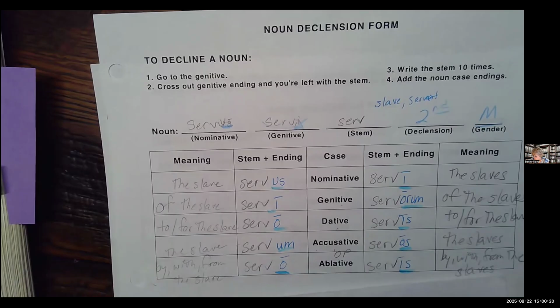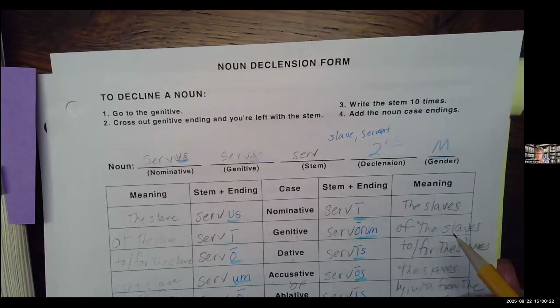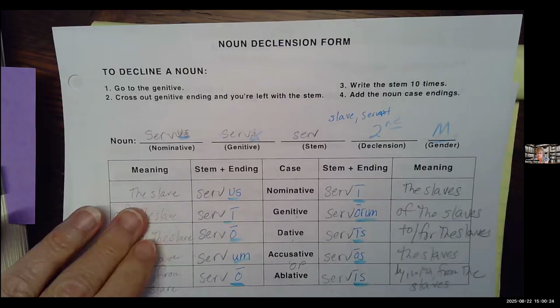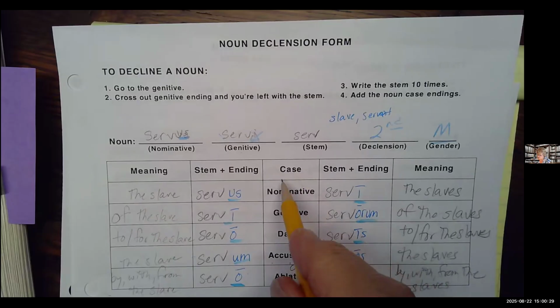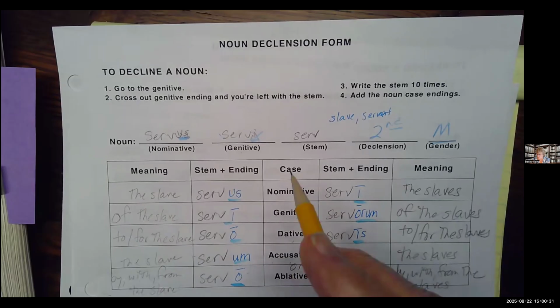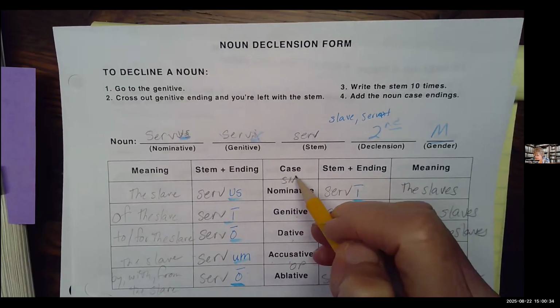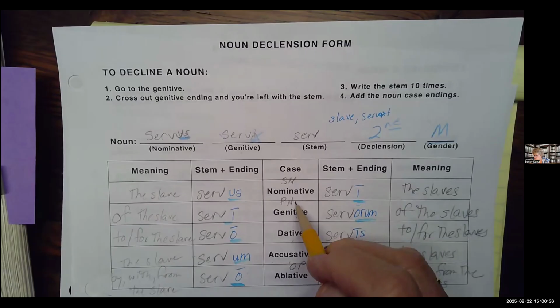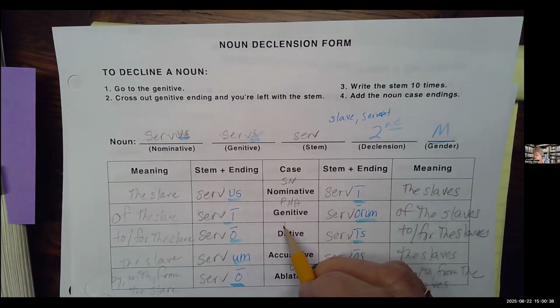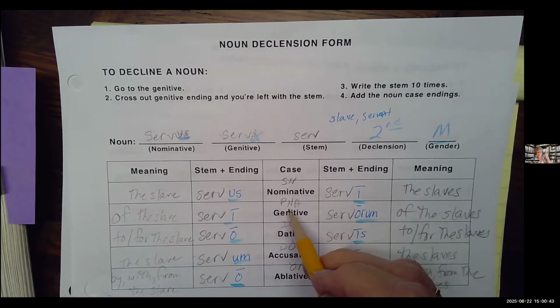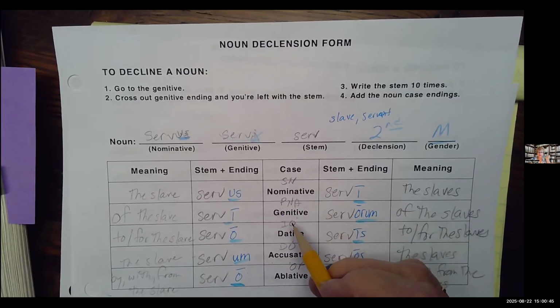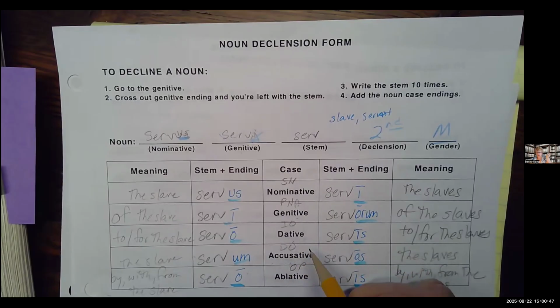There's a connection there. And so then the English on the plural side, the slaves, of the slaves, to or for the slaves, by, with, from the slaves. I put the 5 cases right here in the middle. The cases are the English jobs. So nominative is a subject noun, genitive is a possessive noun adjective, the dative is the indirect object, the accusative is the direct object, and the ablative is the object of the preposition.